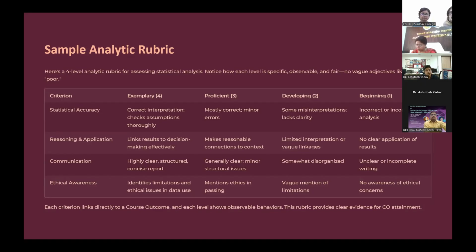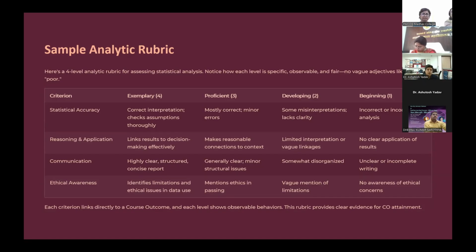Similarly, for reasoning and application, at the beginning level a student will have no clear application of results, and somebody from the developing level, limited interpretation or vague linkages might be there. Somebody who's at the proficient level, on the contrary, would be able to make reasonable connections to the context. And somebody who will be at the exemplary level will be able to link results to decision making effectively.